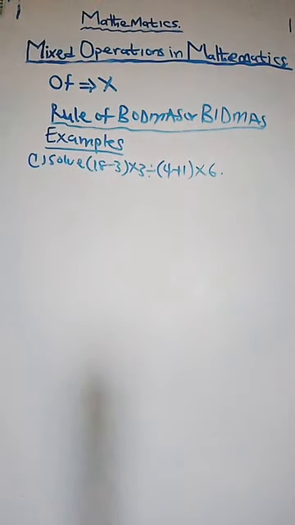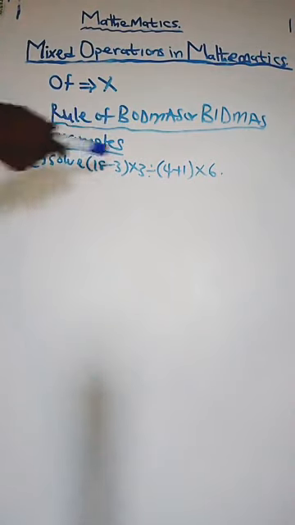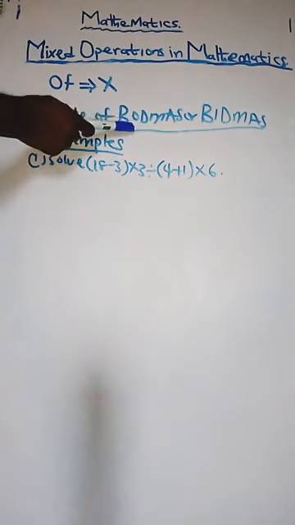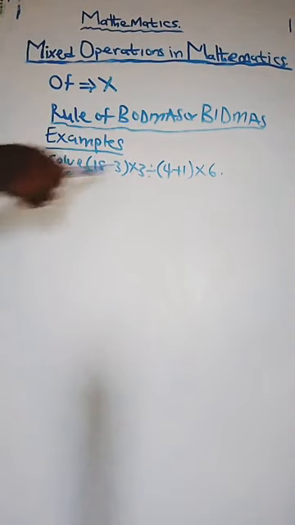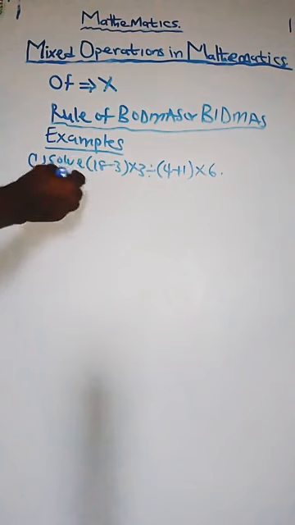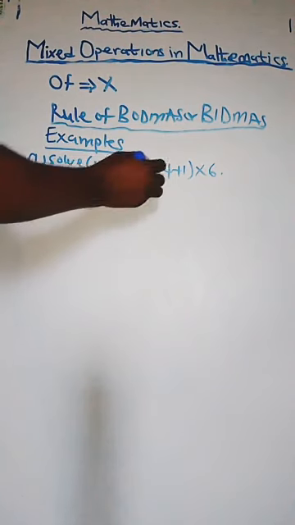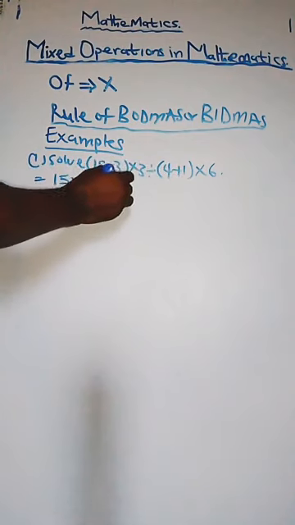If you look at this question very well, you see that it is different from the only addition and subtraction, and only multiplication and division that we did earlier. This one, you have subtraction, multiplication, division, and addition. So you have to apply the rule of BODMAS or BIGMAS, as the case may be. That means you have to solve the numbers inside the bracket first. So this will be 18 minus 3. You have 15 times 3 divided by 4 plus 1, 5 times 6.